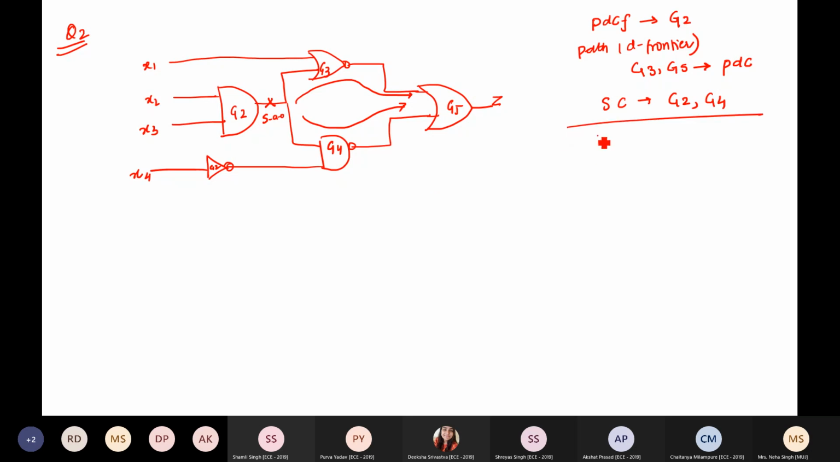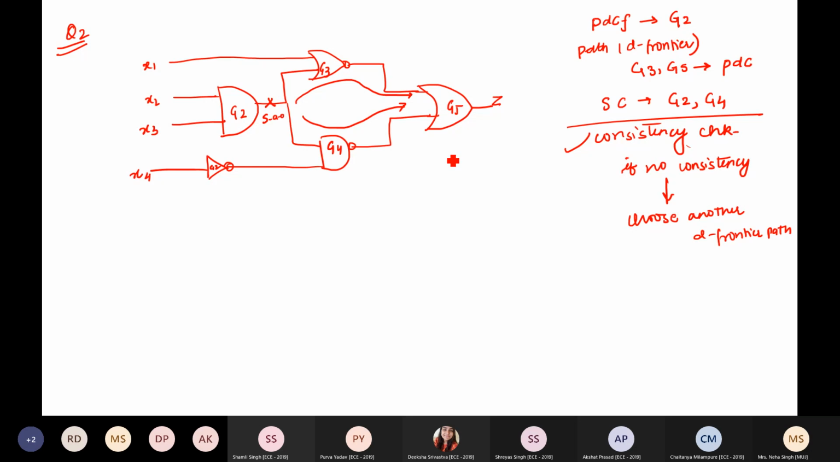And using these, I perform my consistency check. If I get a consistent value for my inputs, well and good, that is acceptable as the test pattern. If not, if no consistency is found, then what do we do? We choose another D frontier path, which will include G4 and G5.